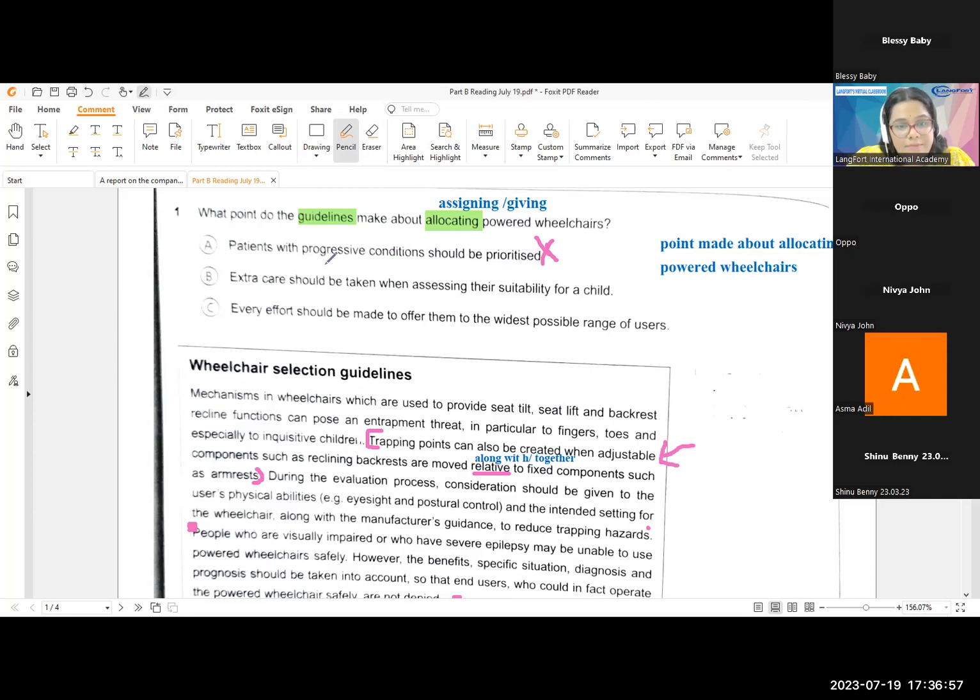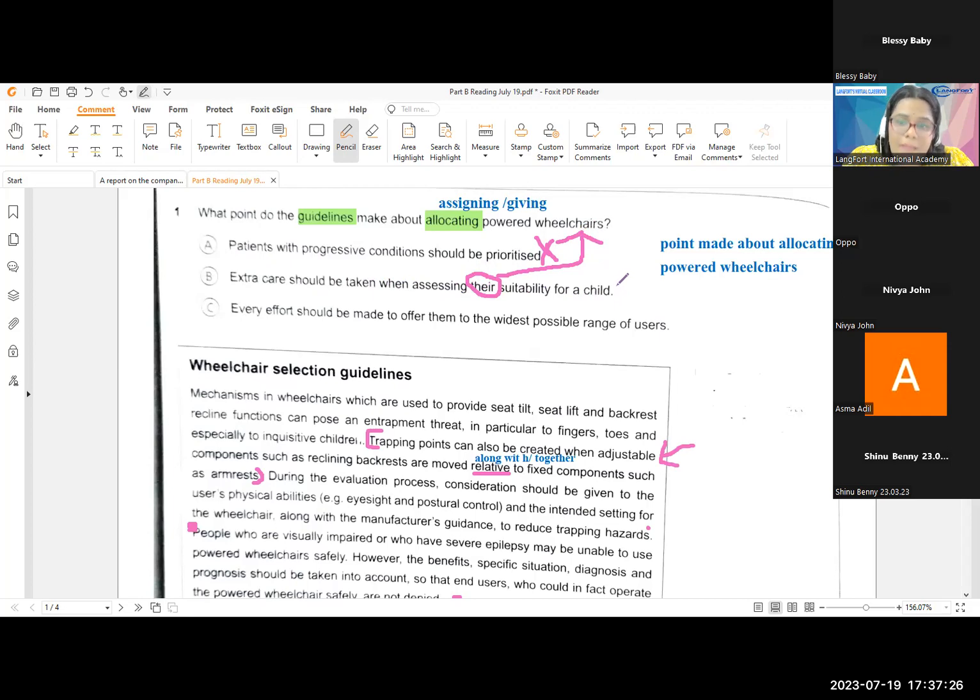Next option, Smita. Option B: extra care should be taken when assessing their suitability for a child. Have they talked about their suitability? What does their refer to here? Suitability of wheelchairs. So have they said that when you are assessing a child's suitability for a wheelchair, you need to take extra care? Have they said that? No.